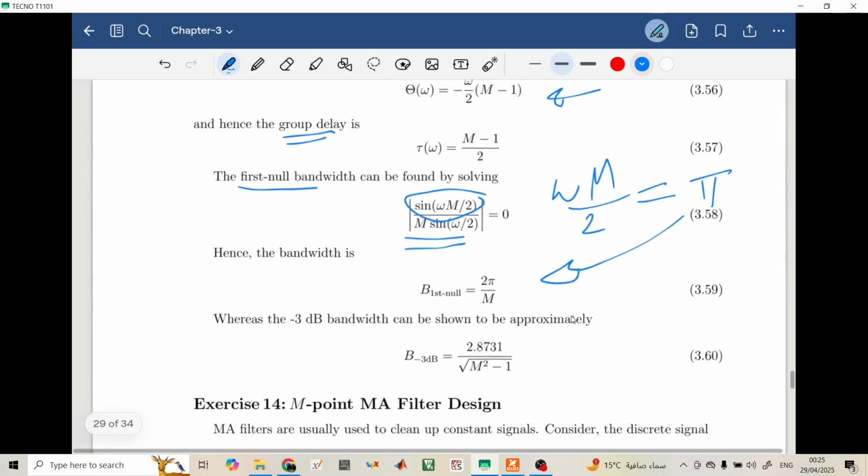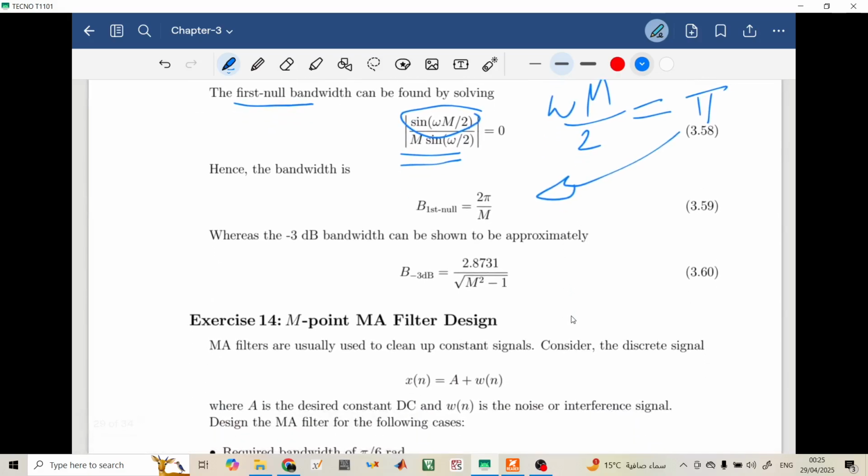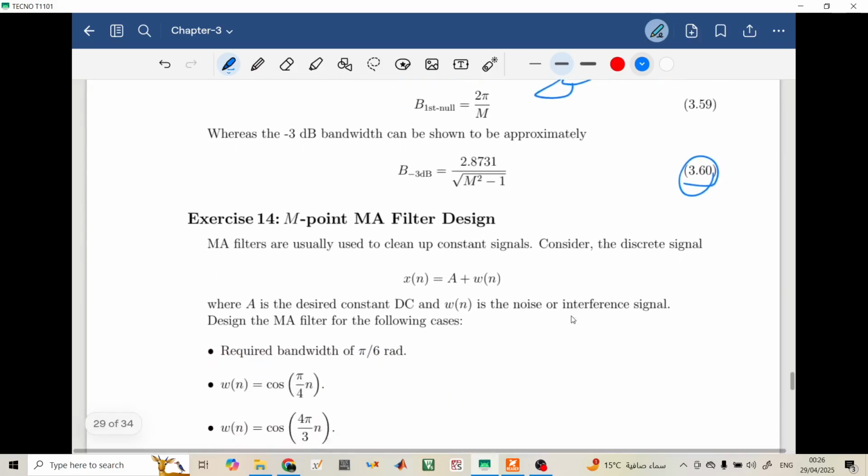As for the minus 3 dB bandwidth, it's not as easy to find. It can be shown that the minus 3 dB bandwidth is approximately equal to equation 3.16. Okay, let's take an example.